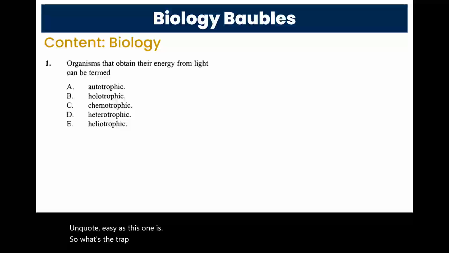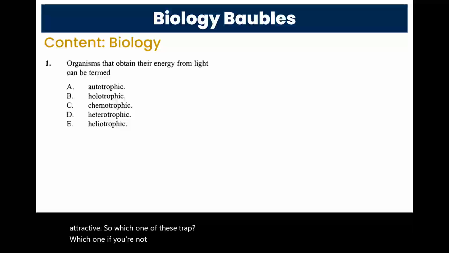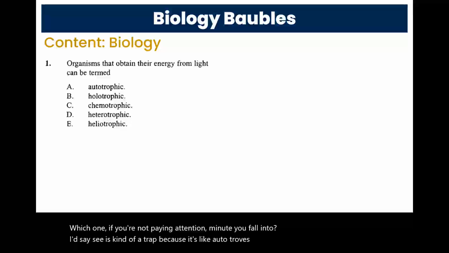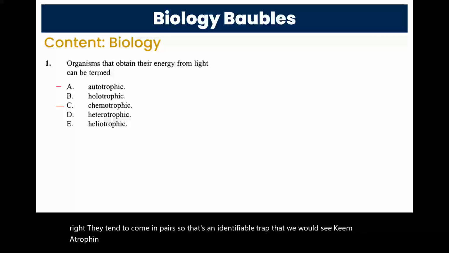Let's identify some things about these answer choices that can be attractive. So which one of these is trap? Which one, if you're not paying attention, might you fall into? I'd say C is kind of a trap because Autotroph and Chemotroph, they go together, right? They tend to come in pairs. So that's an identifiable trap that we would see. Chemotroph and Autotroph are related.